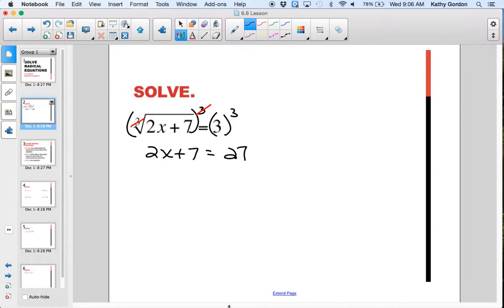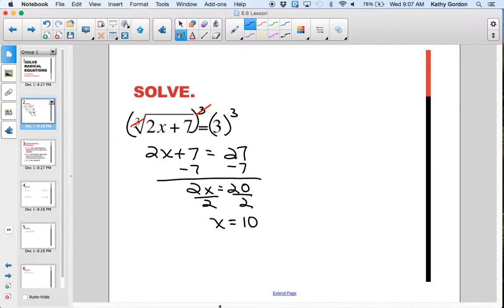So now I've changed my radical equation into just a linear equation. And now it should be easy to solve from there. Subtract the 7. 2x would have to equal 20. Divide by 2. And so according to this, x should equal 10.